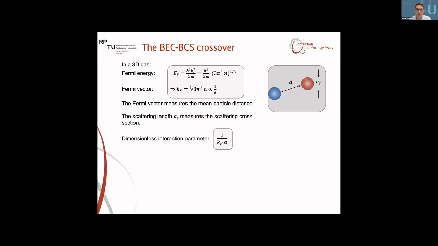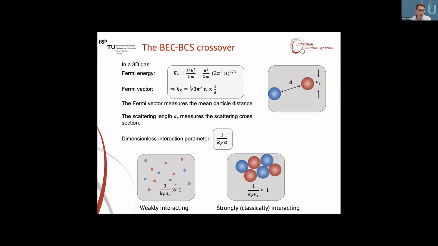Another important quantity to quantify the interaction strength is now the S-wave scattering length, or the size of the particles. And to make a dimensionless interaction parameter that allows you to compare very different interaction regimes, you can form the parameter 1 over kFa. Just to illustrate what this means, let's have a look at two different values of this 1 over kFa. A very weakly interacting gas is, for example, given by 1 over kFa very large compared to 1. That means you have classically very small atoms that have large distances, so interactions are very rare, very weak.